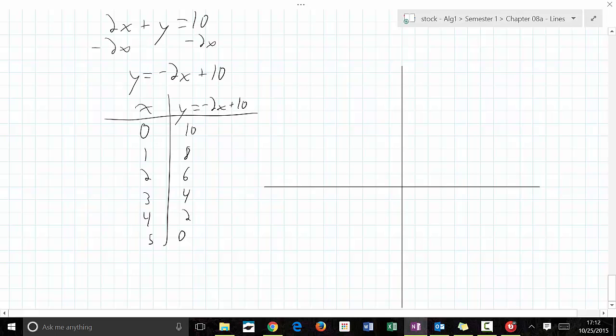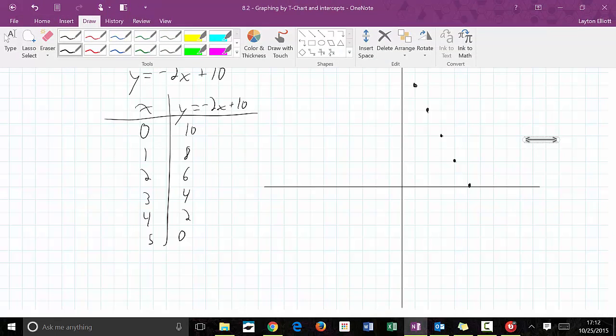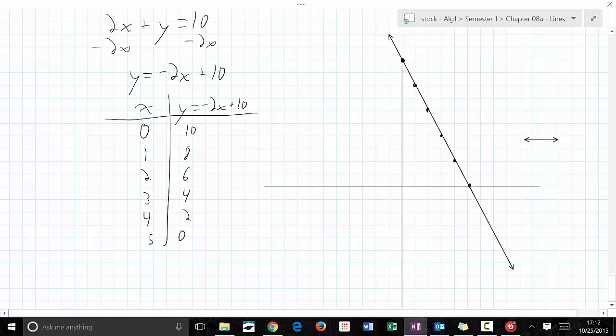Let's see, 0, 10. I think I'm barely going to stretch the limits of my graph up there. 1, 8. 2, 6. 3, 4. 4, 2. 5, 0. That's plenty of points to graph. And I've hit both intercepts, which is good. I'm just going to connect the dots as best I can. So that's it.